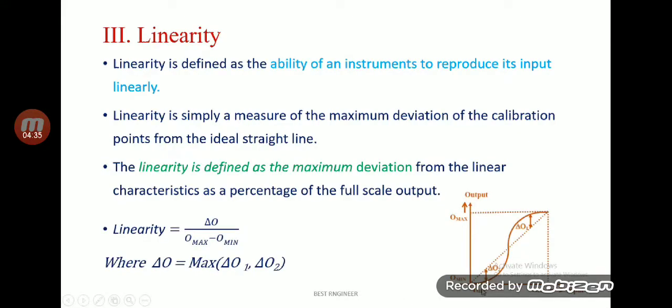See this picture. This one is the ideal line, showing how the output varies with respect to the input, and this one is the real line. They will not coincide with each other because of the error. This linearity is del O divided by the difference between the outputs. The del O is nothing but the maximum deviation of output.